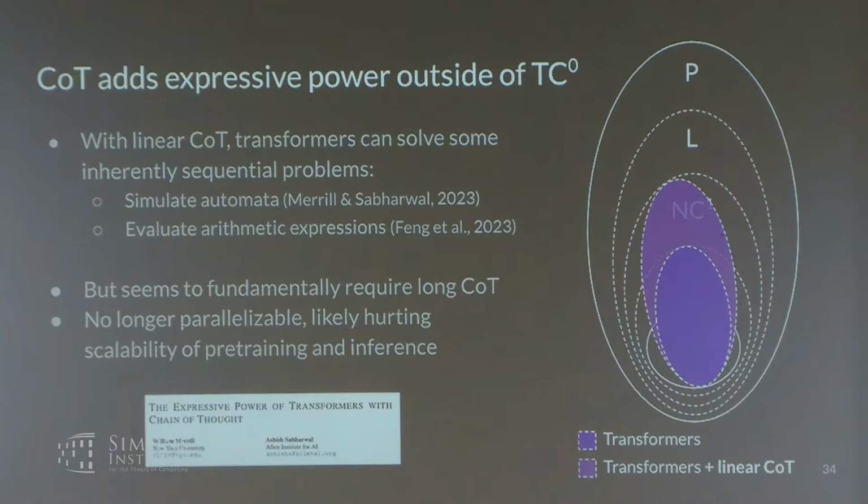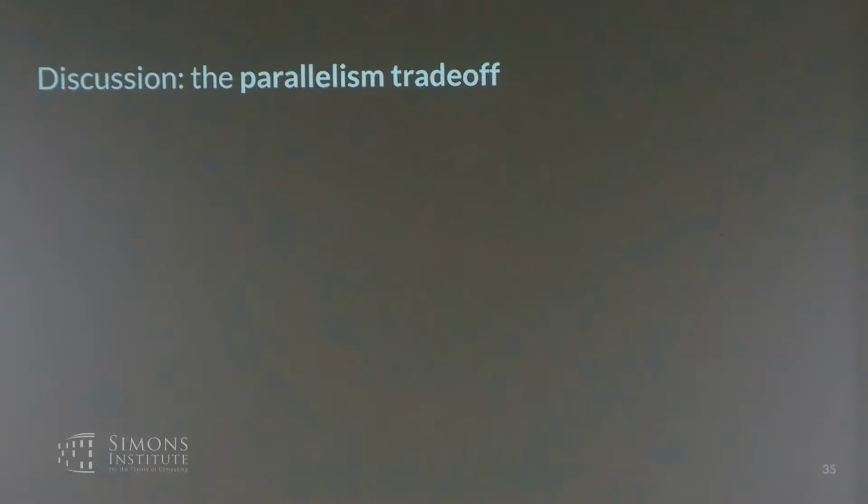So yeah, I guess here's the picture of our paper on this. If you're interested, there's more information in the paper. And this last point about parallelism and scalability motivates this idea of the parallelism trade-off, which was in the title of the talk.